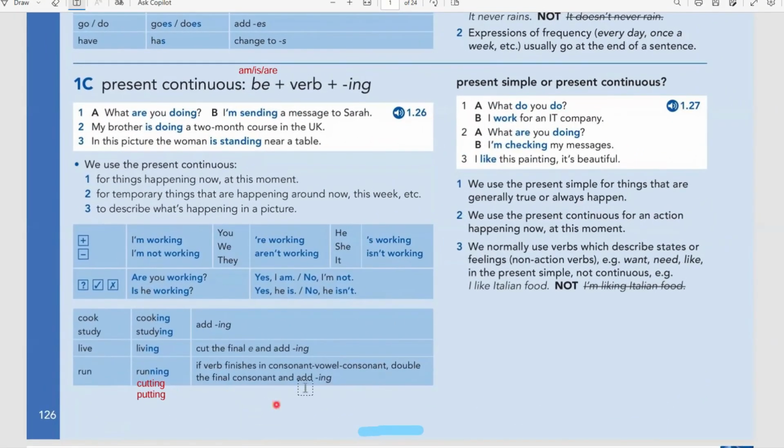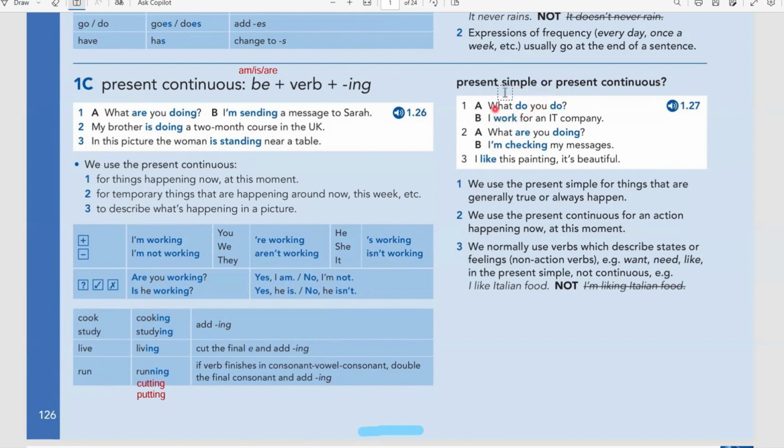Right. Now the second part, present simple or present continuous. How to differentiate between present simple and present continuous, or what is the difference? Again, it's a very good point here, because most of our students in level 3 still don't know how to differentiate between present simple and present continuous.